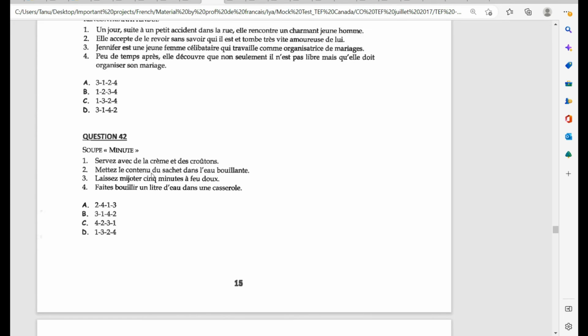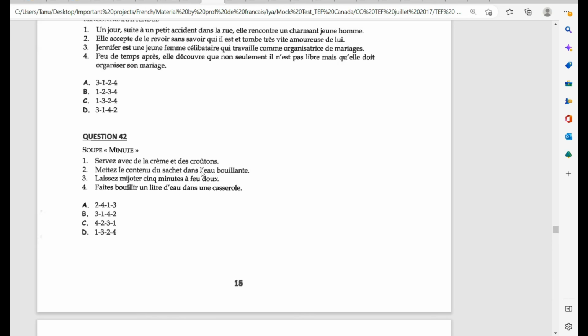Mettez le contenu du sachet dans l'eau bouillante. So put the content of the sachet in the boiled water. Laissez mijoter 5 minutes à feu doux, and let it simmer for 5 minutes on the burner. Faites bouillir un litre d'eau dans une casserole. Alright, so here we are talking about boiling 1 liter of water in a casserole, and then in statement 2 we are saying to put the content in the boiled water.